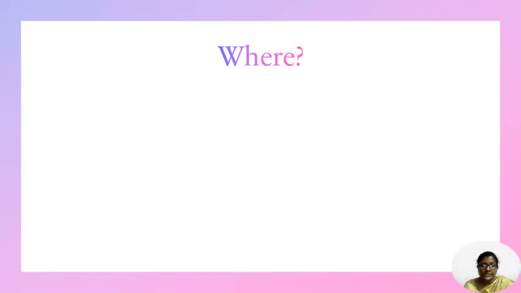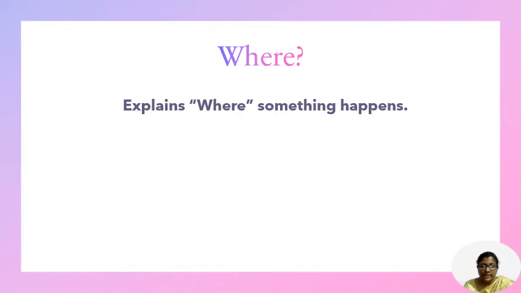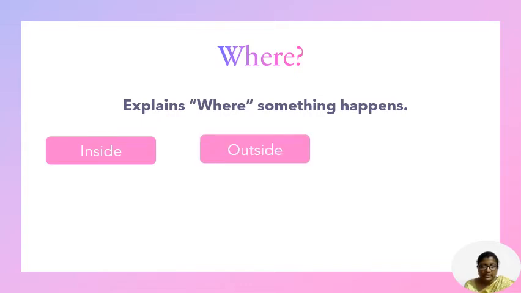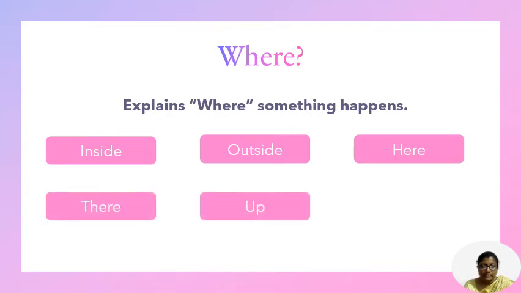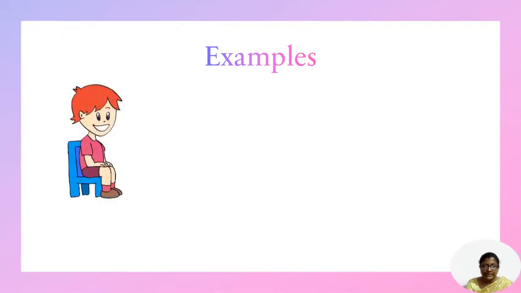Now we are going to see where. It explains where something happens. Some words related to where are inside, outside, here, there, up and near. Shall we see some examples? In this picture, where is he sitting? Yes, he is sitting here. So here is the adverb.